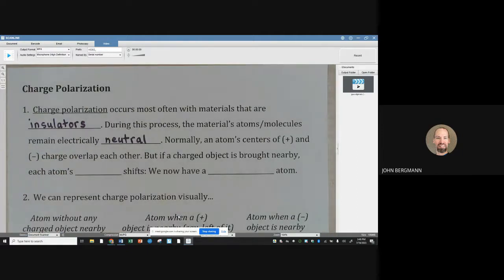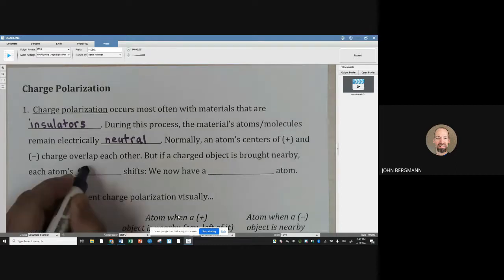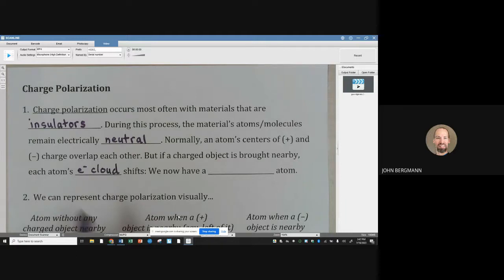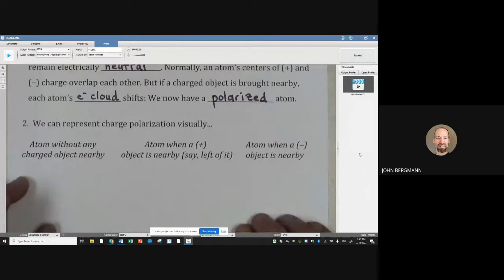Normally, an atom's centers of positive and negative charge overlap each other, but if a charged object is brought nearby, each atom's electron cloud shifts, and we now have what we call a polarized atom. Let's draw a picture of this and see if that makes a little bit more sense.